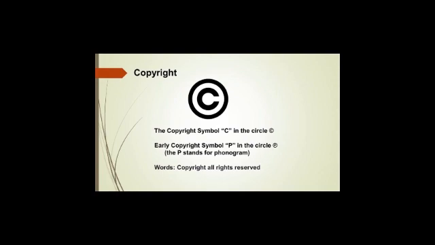Here are the enlarged symbols of copyright. The copyright symbol is letter C in the circle. Early copyright symbol is letter P in the circle. The P stands for phonogram, related to music copyright at earlier time.